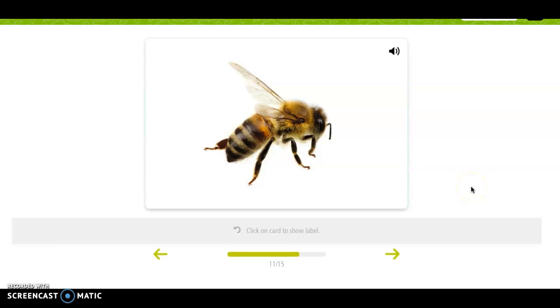This is the bee, okay? The bee is an insect and it is an invertebrate. That means it does not have a backbone. It uses its wings to fly, so that's how it gets around. The bee flies. It has 1, 2, 3, 4, 5, 6 legs. And, ooh, be careful, it can also sting you, okay?